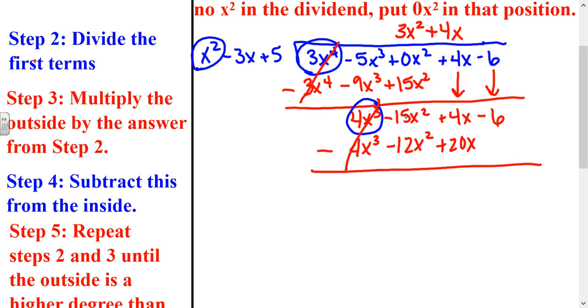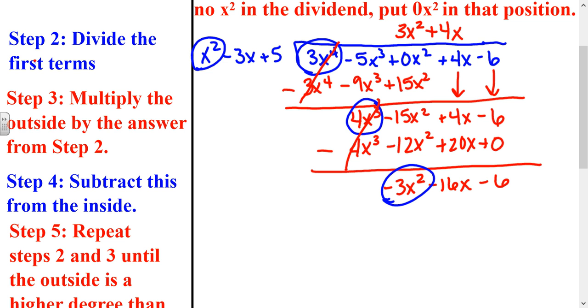Then I have to do negative 15 minus negative 12. So minus and negative will turn into plus. So negative 15 plus 12 would be negative 3x squared. And then 4 minus 20 would be negative 16x. And then negative 6 minus, this would be a 0 here since there's nothing there. Negative 6 minus 0 would just be negative 6. Or you can just bring it down. Okay, so then I repeat again. So I'm going to divide my first terms, negative 3x squared divided by x squared.